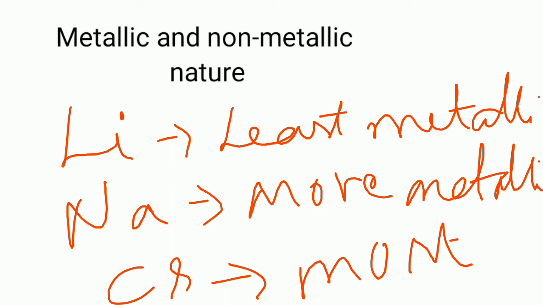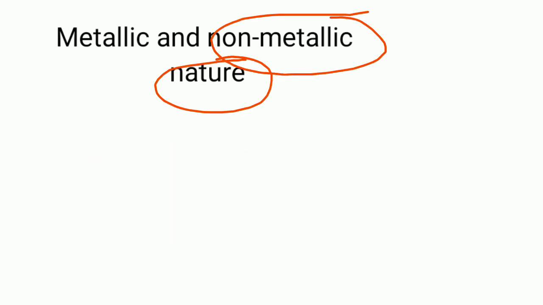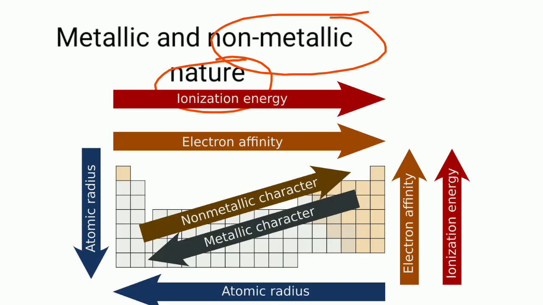When it comes to non-metallic nature, as we move across the period left to right, non-metallic character will increase. Okay, why non-metallic character will increase? As I told you, shells remain same and number of electrons will increase. A number of electrons will gradually increase across the period. So as number of electrons increases, effective nuclear charge will increase across the period, so that they have tendency to gain electrons instead of losing. So non-metallic character will increase across the period, whereas metallic character will increase down the group.